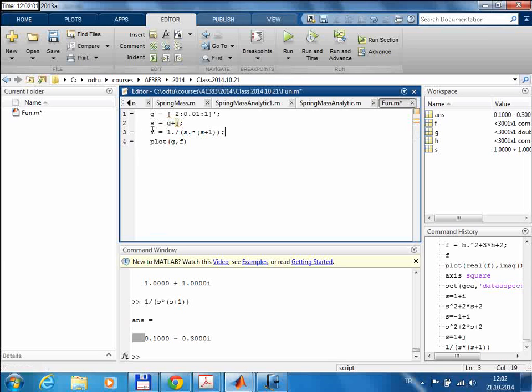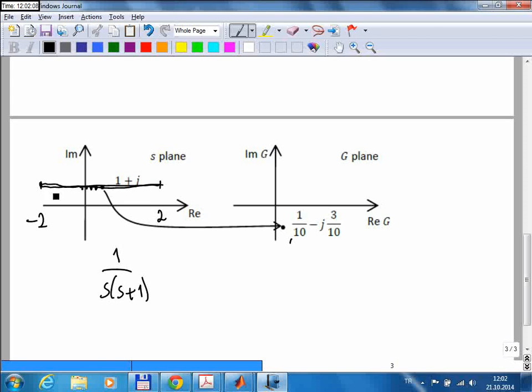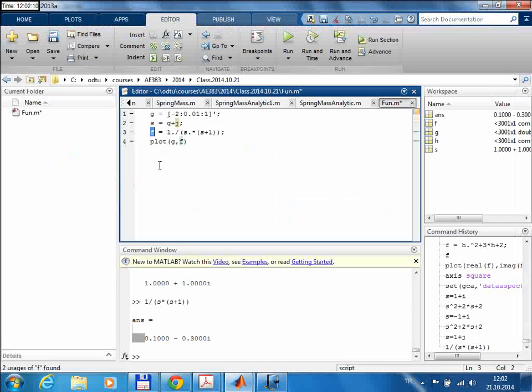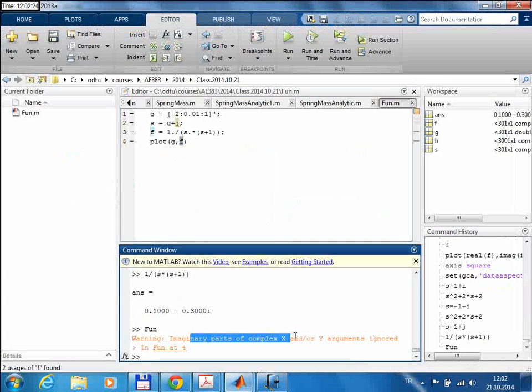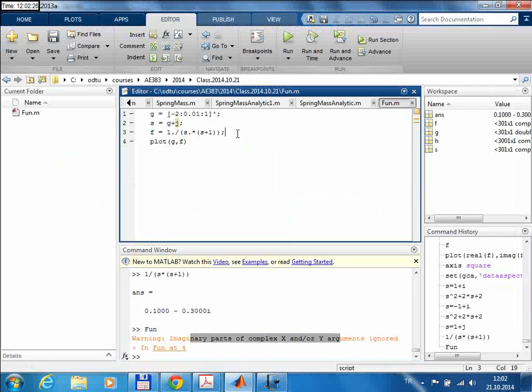And then once I have this, f now contains a vector of numbers that correspond to the values of this line. So let me just run that. Okay, so now f is a complex number, and obviously this was not correct. MATLAB is warning me that the imaginary parts are now ignored. Obviously, that's not what I wanted to do. I wanted to plot the complex numbers on the complex plane. Right? So here's how I should have done that.